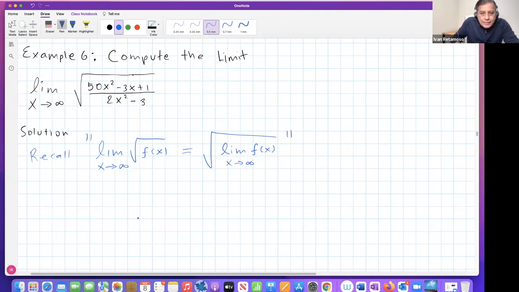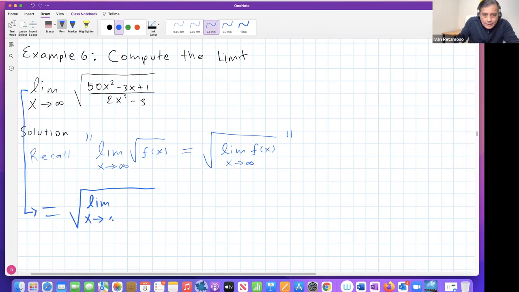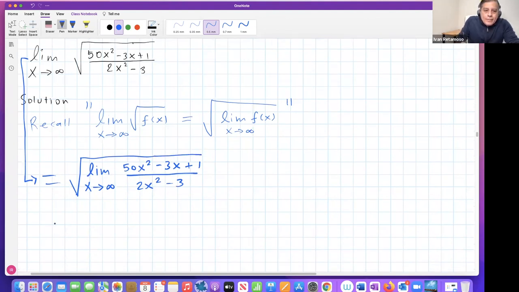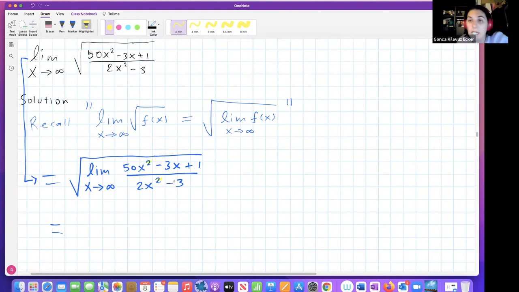All right, so doing that, we're going to get that this should be equal to the square root of, you put the limit inside, the limit as x approaches infinity of 50x squared minus 3x plus 1 over 2x squared minus 3, right? Now, let's focus on getting this done. I quickly identify that this is what? Equally heavy, bottom heavy, or top heavy? Anyone could tell us? Equally heavy. Thank you, Goya. Look, 2 degrees here, 2 degrees here, equally heavy, right?